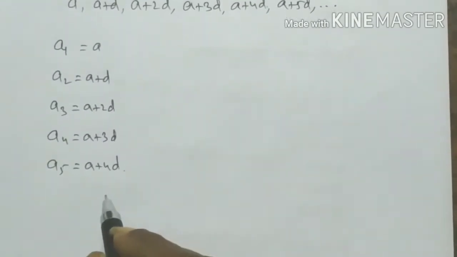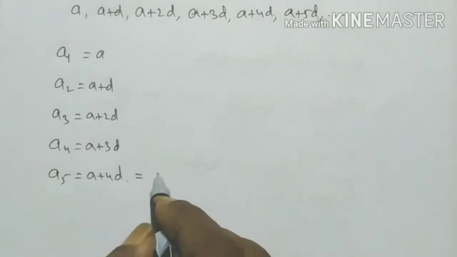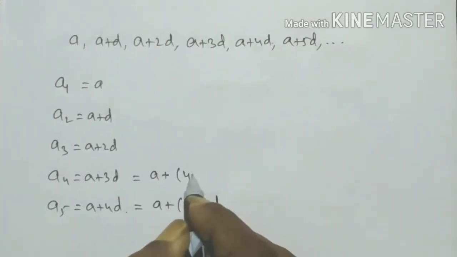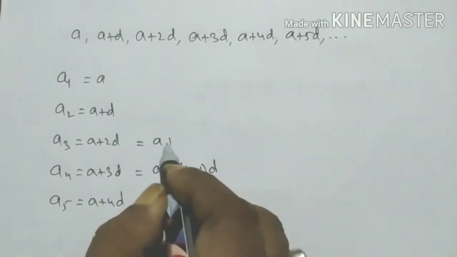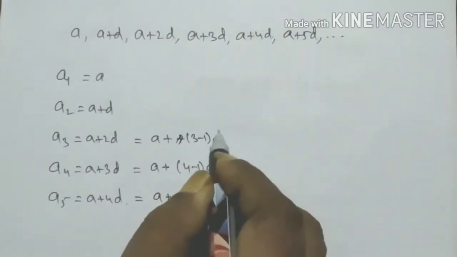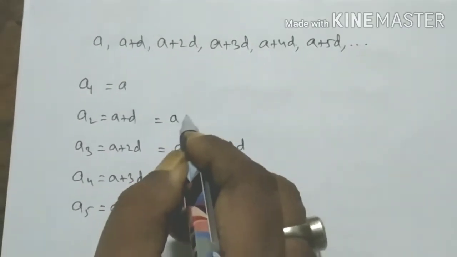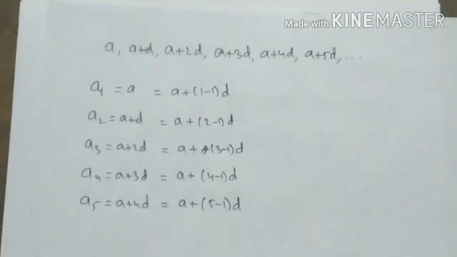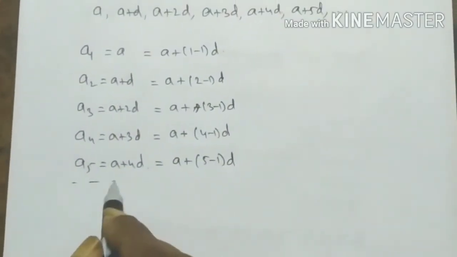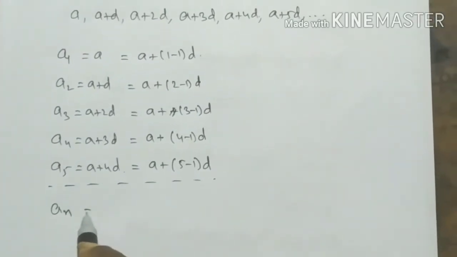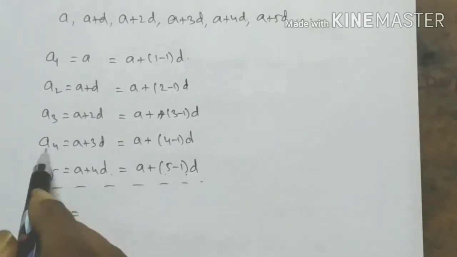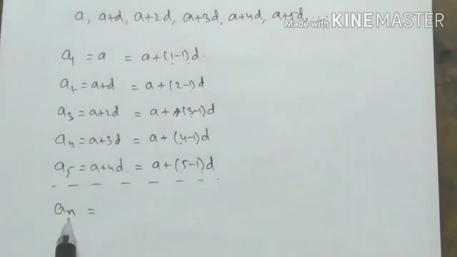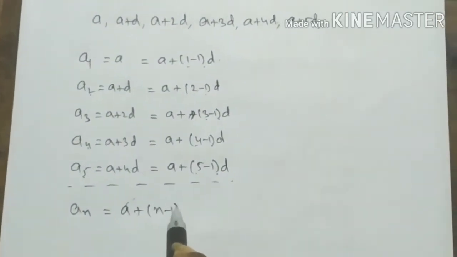Now, I am going to do some modifications. Instead of a plus 4d, I am going to write a plus 5 minus 1 d. Instead of 3d, I write 4 minus 1 d. Similarly, instead of 2d, a plus 3 minus 1 d. Instead of a plus d, a plus 2 minus 1 d. And this is a plus 1 minus 1 d. From this we can conclude that a5 is 5 minus 1, a4 is 4 minus 1, a3 is 3 minus 1, a2 is 2 minus 1, a1 is 1 minus 1. Therefore, an is equal to a plus n minus 1 into d.